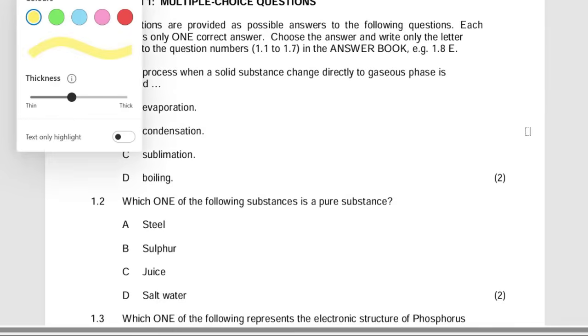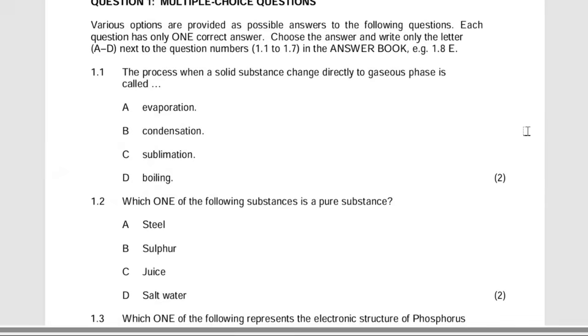So the first one reads, the process when a solid substance changes directly to a gaseous phase is called, right? So these are processes. Now we know there is a state change there. The first one they gave is evaporation, so we need to know what evaporation is. In terms of the change of state, it changes from liquid to gas. So this is a liquid to a gas, but here we're told a solid to gas.